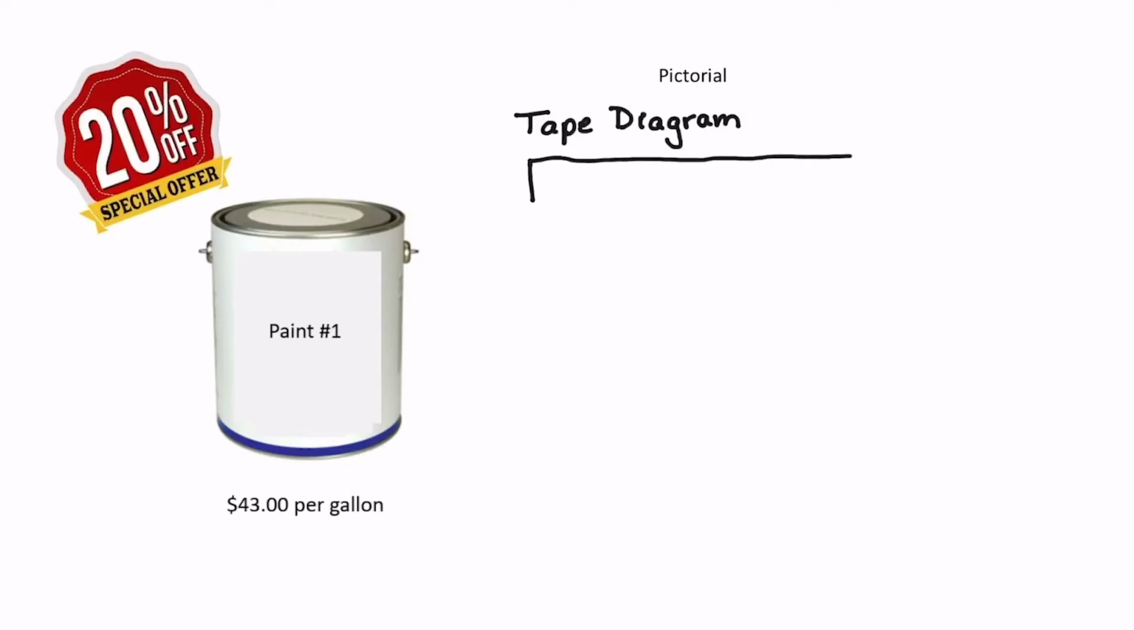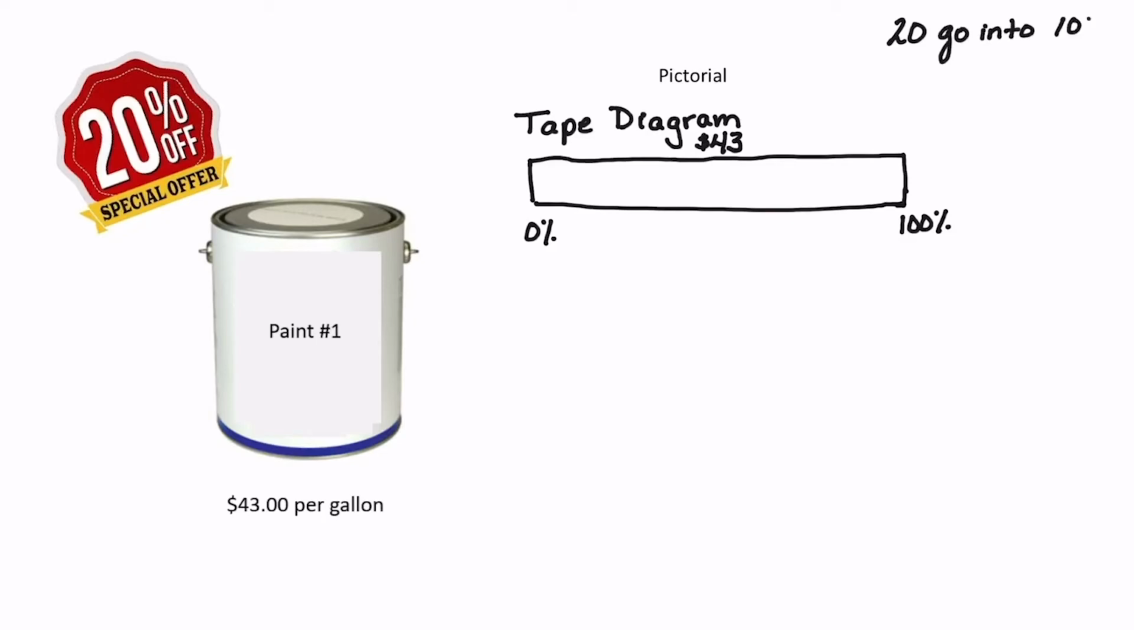So let's draw the tape diagram. This represents our whole. This is going to be 0%. This is going to be 100%. Now our whole, which is our total cost, is going to be $43. Now a couple of things you need to think about. How many times will 20 go into 100? There are going to be 5 groups of 20 in our bar model.